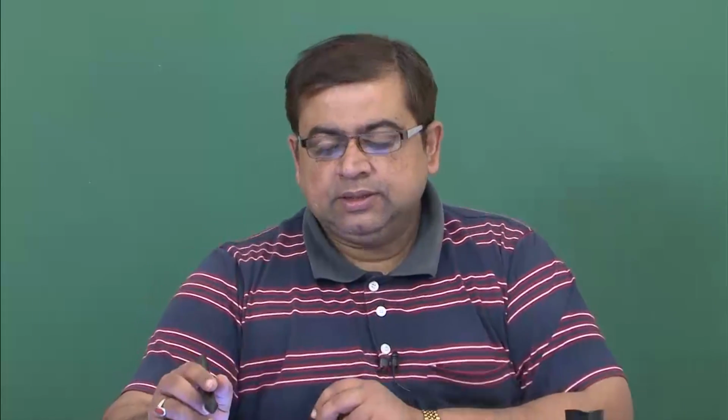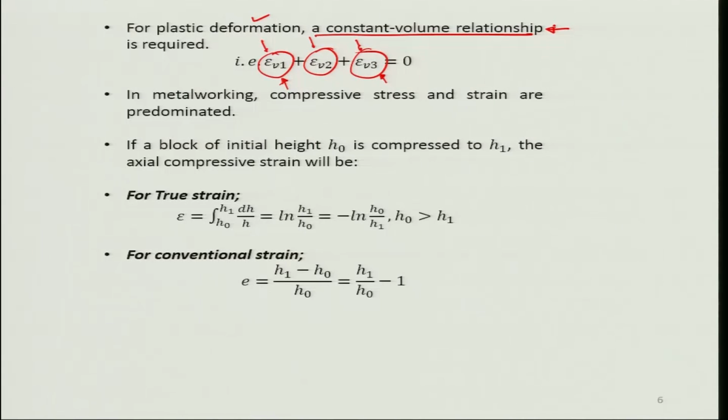And so that's the first premise when we are talking about plastic deformation. The other one is that in metal working processes generally the compressive stresses and strains are predominant, so we would be mostly concerned with compressive stresses or strain. Unless we are trying to model a process like wire drawing, where there is a combination of both compressive as well as axial stresses in tension, happening combinatorially.